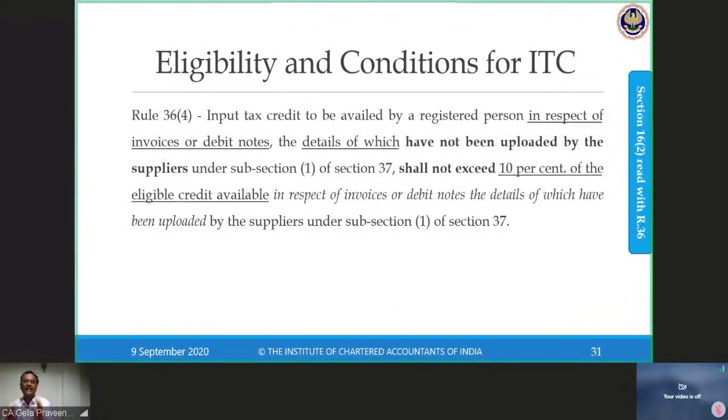That is the reason I have built this Excel file. Now I'll explain this Excel file. I'll come to this slide, then we'll go back to our Excel file. Now this rule says that, I'll first read this English, then I'll explain to you. Input tax credit to be availed by a registered person in respect of invoice or debit note, the details of which have not been uploaded by the supplier under subsection 1 of section 37 shall not exceed 10% of eligible credit available in respect of invoice or debit note, the details of which have been uploaded by the supplier under subsection 1 of section 37.